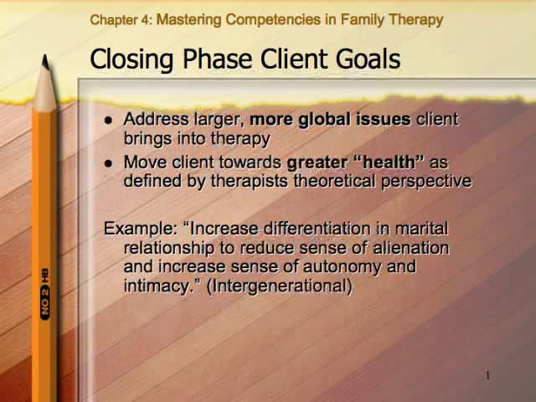And then the final closing phase client goals tend to be more global issues, increasing greater health as defined by the particular theoretical perspective, and or just longer term types of issues. So a common one, if you're working from an intergenerational perspective, is increasing differentiation in the marital relationship to reduce the sense of alienation and increase sense of autonomy and intimacy. So in that case, you're really working on more long-term differentiation goals in the Bowen approach.